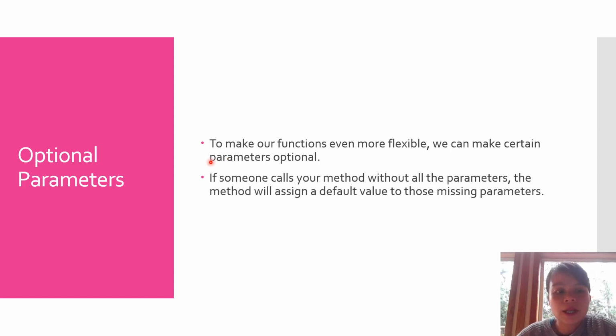So let's also talk about optional parameters. To make our functions even more flexible, we can make certain parameters optional. So if someone calls your method without all the parameters, the method will then assign a default value to those missing parameters.